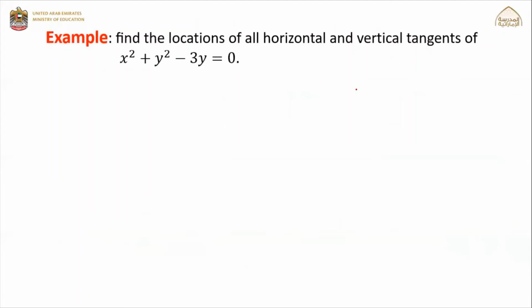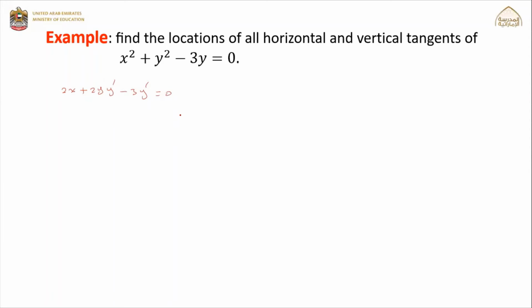This is a question where we will talk about the horizontal and vertical tangents. Find the locations of all horizontal and vertical tangents of x squared plus y squared minus 3y equals 0. To talk about horizontal and vertical tangent, first of all, I must find the derivative from implicit differentiation. So the derivative here is 2x plus the derivative of y squared, which is 2y y prime. Derivative of 3y is 3y prime, and derivative of 0 is 0.